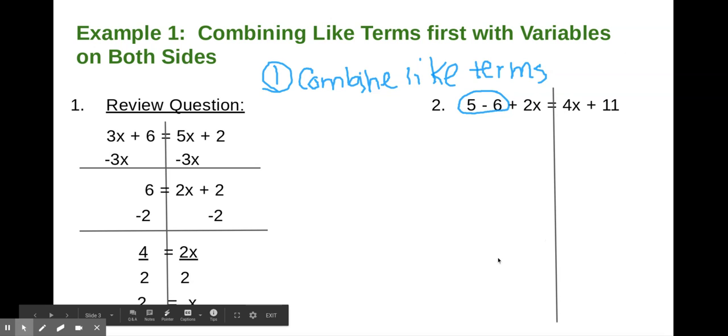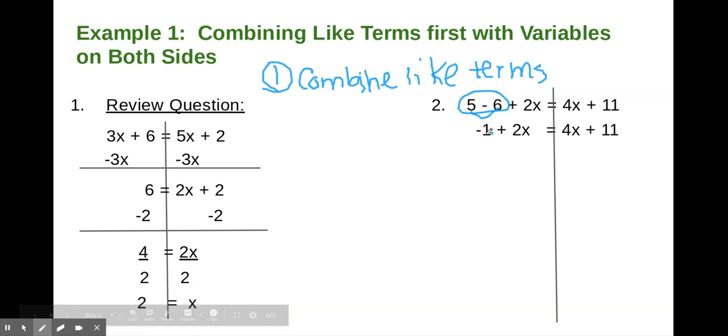I only want to work with one side at a time at the beginning. Okay, draw a line going down. And as you can see, 5 minus 6 here does give me -1. So I have -1 plus 2x equals 4x plus 11 because over here on my right side, I am not allowed to add together 4x plus 11. That's a variable term, the 4x, and the 11 is a constant term. I cannot add those two together. Okay, so the only thing that's new here was I added 5 minus 6 to get me -1.